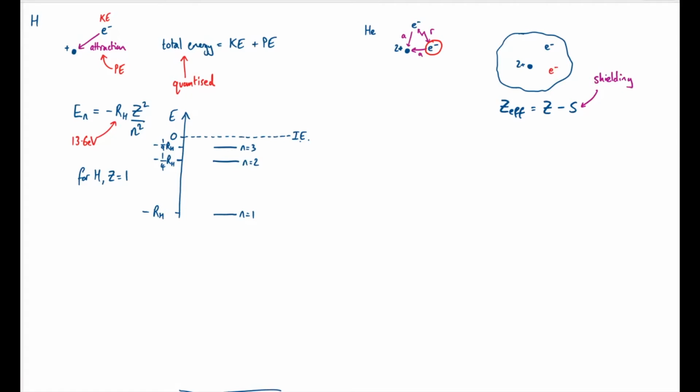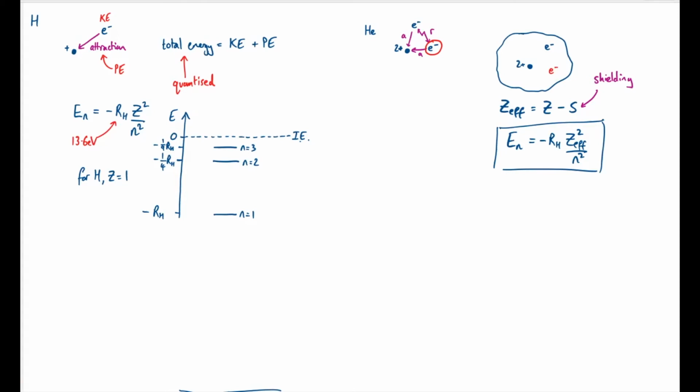If we can then define this electron to be in some sort of average field, we can make an approximation that the energy levels of this system are just equal to, by analogy to what we had before, minus the Rydberg constant times the effective nuclear charge squared over n squared. And this gets us quite a long way into thinking about the complications involved with multi-electron systems.